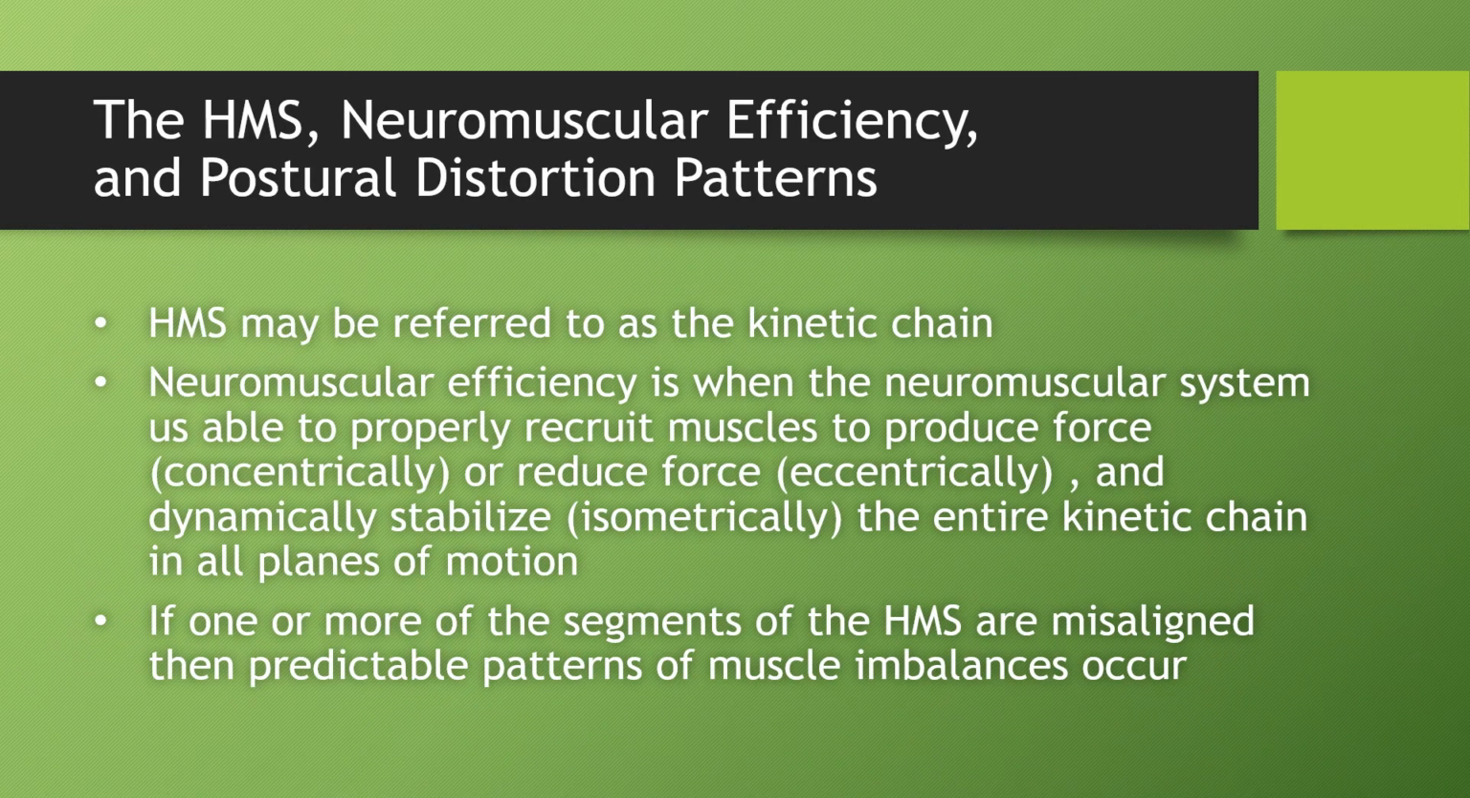So again, the human movement system may sometimes be referred to as the kinetic chain. Neuromuscular efficiency is when the neuromuscular system is able to properly recruit muscles and produce force or reduce force and dynamically stabilize the entire kinetic chain in all planes of motion. If one or more of the segments of the human movement system are misaligned, predictable patterns of muscle imbalance will occur. These are referred to as postural distortion patterns.